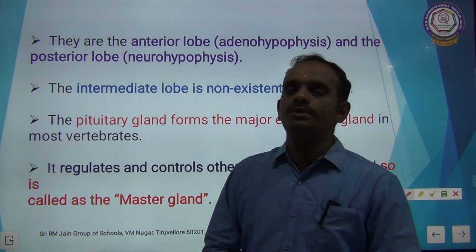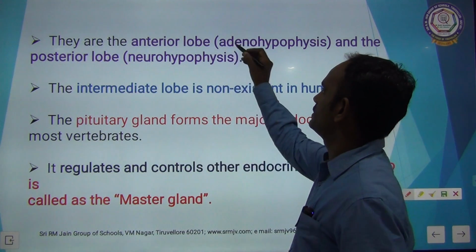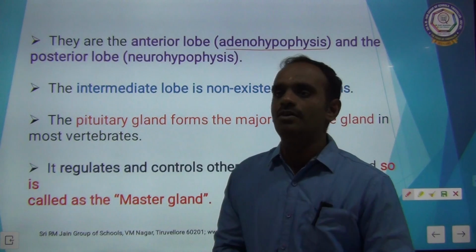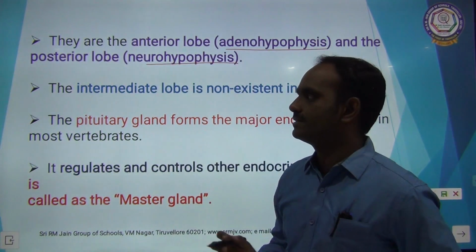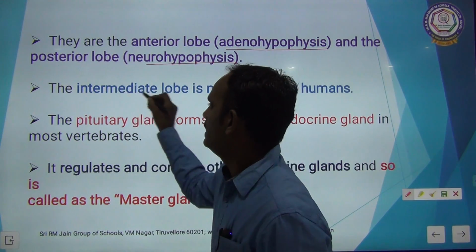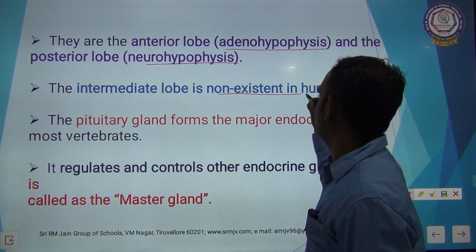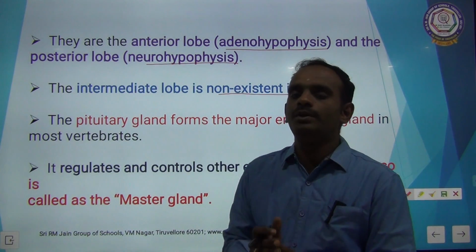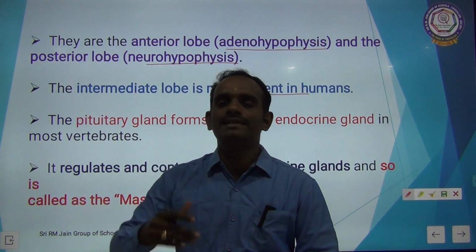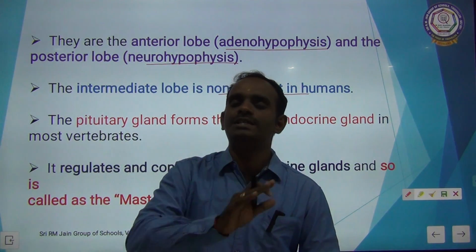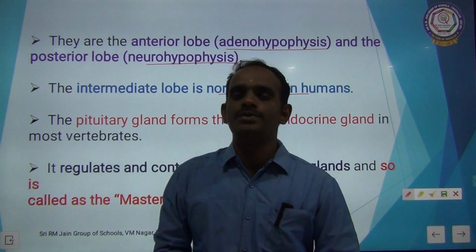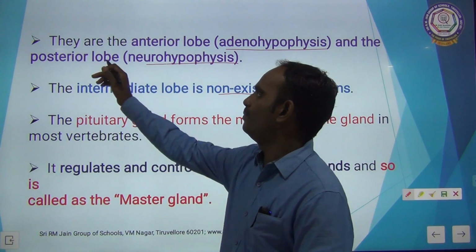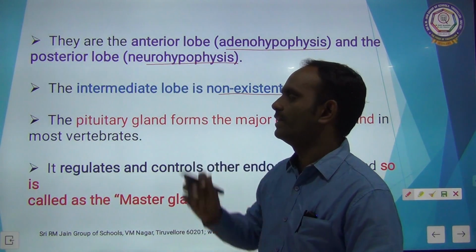The anterior pituitary is also called adenohypophysis, and the posterior pituitary is also called neurohypophysis. The intermediate lobe does not exist in human beings. There is no intermediate lobe. Pituitary has only two lobes, one is the anterior lobe, another one is the posterior lobe. The anterior lobe is called adenohypophysis, and the posterior lobe is called neurohypophysis.